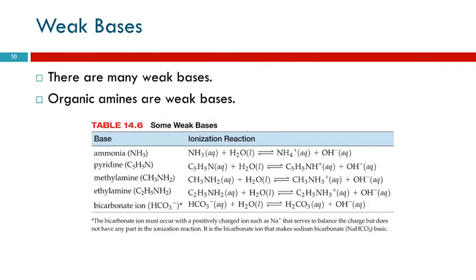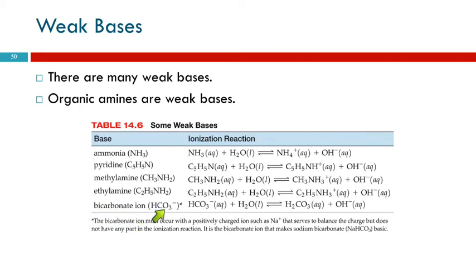There's lots of weak bases. Common ones are organic amines. You can think of these as variations of ammonia. So here's ammonia, NH3, and it'll accept a hydrogen ion. Pyridine, here's that nitrogen again, but it's got this other stuff stuck on it. But it's the nitrogen that acts as the base, and so the nitrogen takes that hydrogen ion. It's just got different stuff hanging off of it for these different ones.